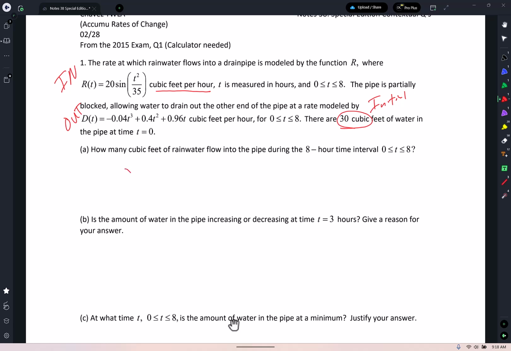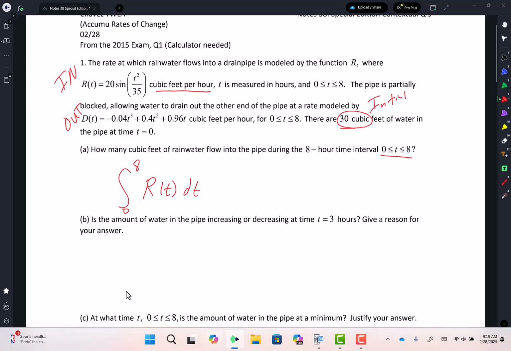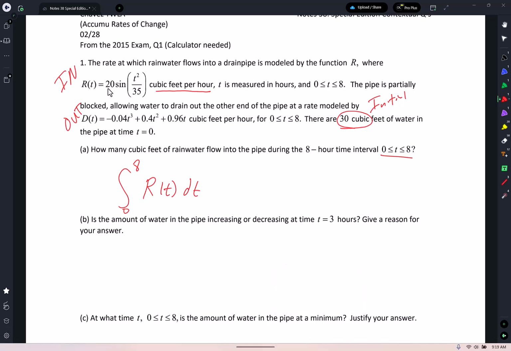So I'm going to go integral from 0 to 8, because it says during the 8-hour time interval, 0 to 8, of what? Of R of t, capital R, and then put dt. Do you have to do anything by hand? No, this is called a setup. Everything is done with a calculator. Do not show the antiderivative, just show the answer. So take your calculator, and I'm going to type this into y1. I'm just using this for illustration purposes. Put that in y1, put the out in y2.